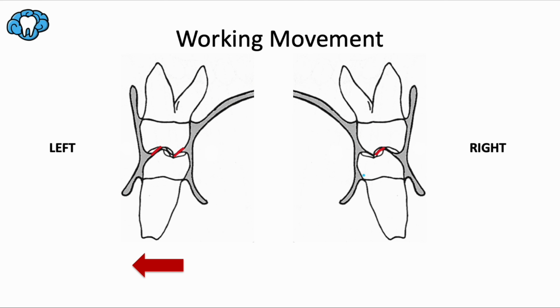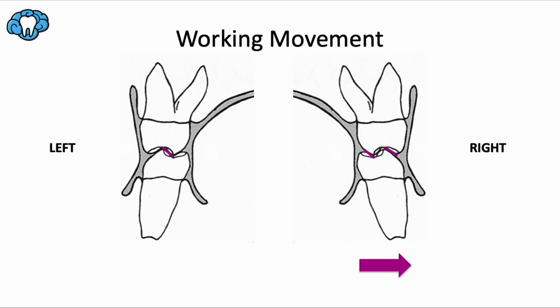And then the balancing side contact is between the facially facing incline of the maxillary lingual cusps and the lingually facing incline of the mandibular facial cusps. Play that whole part again if you need to, because that is so important to understanding this topic.